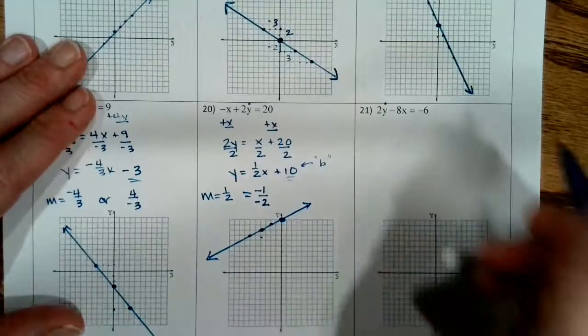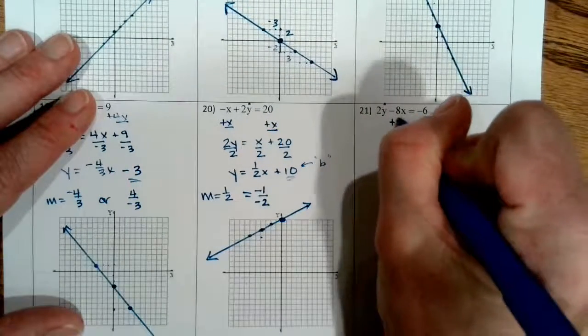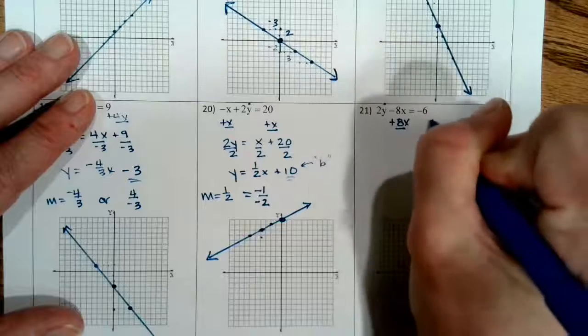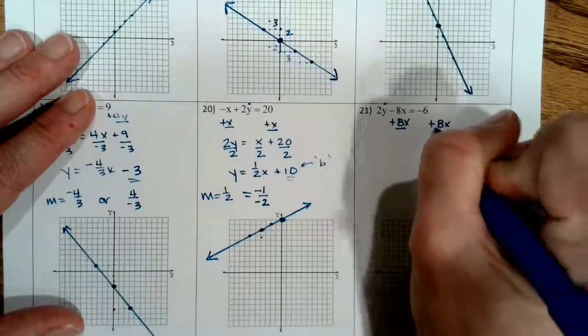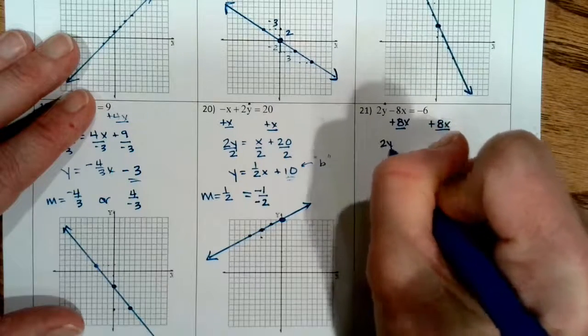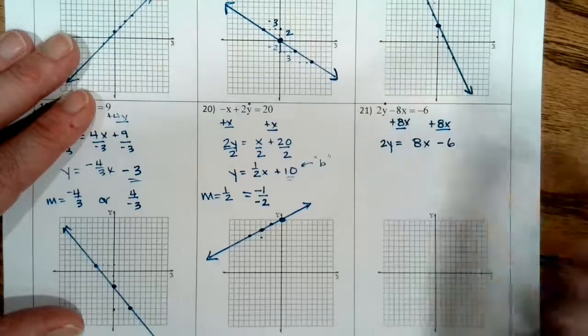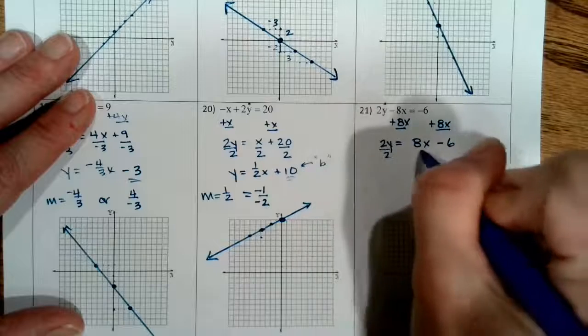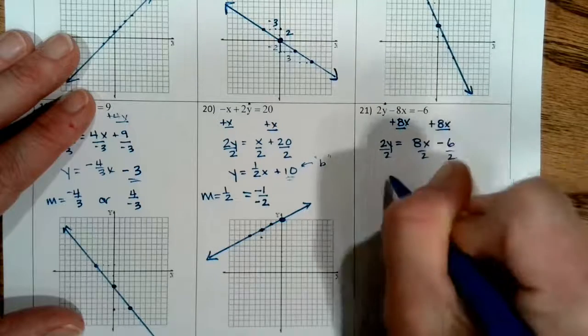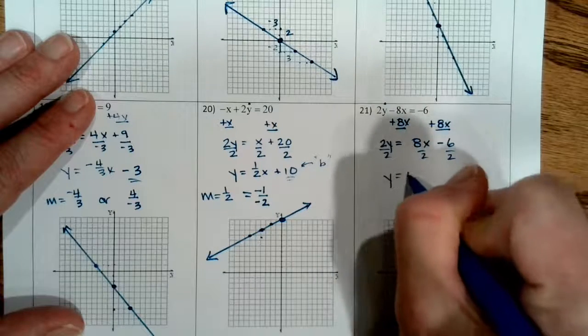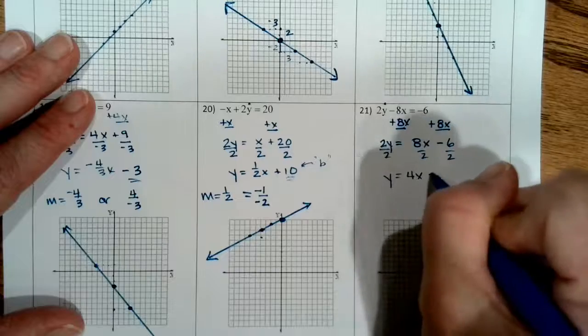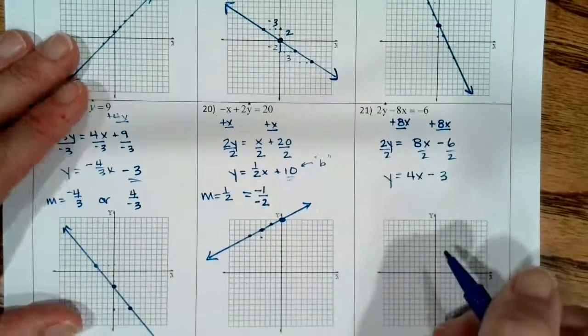Alright, when I go to solve for y, the x term needs to be on the opposite side of the equal sign. 2y is equal to, we're going to go ahead and put x first. Divide by 2. Y is equal to positive 4x minus 3.